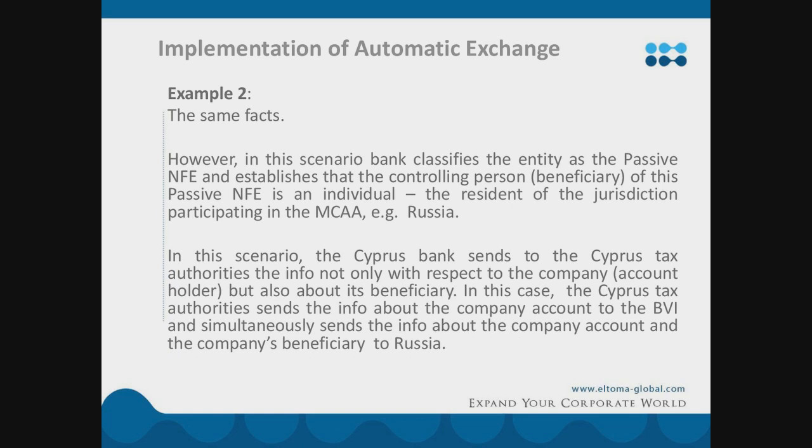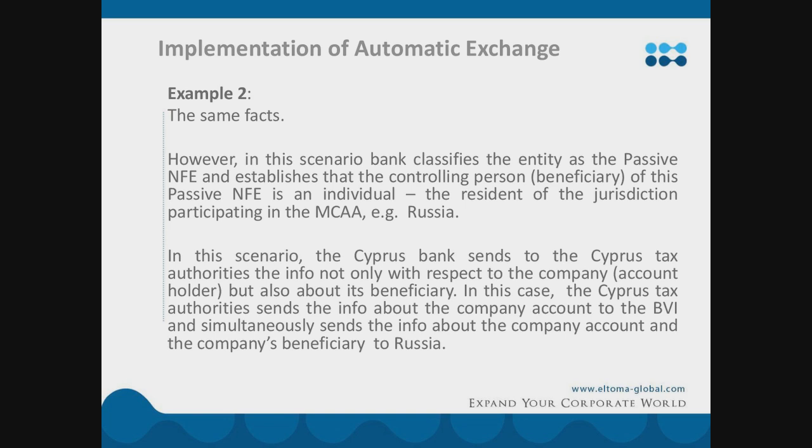Now let's consider the second example. So we've got the same facts. The BVI company with an open bank account in Cyprus. However, in this scenario, the bank classifies the entity with the open bank account in Cyprus as the passive non-financial entity and establishes that the controlling person or beneficiary of this passive non-financial entity is an individual, the resident of the jurisdiction participating in the multilateral competent authority agreement, for example, Russia.